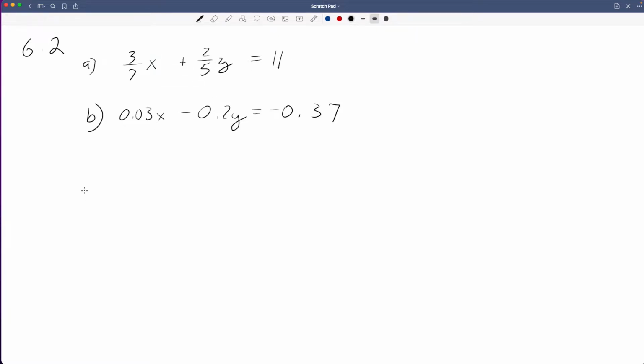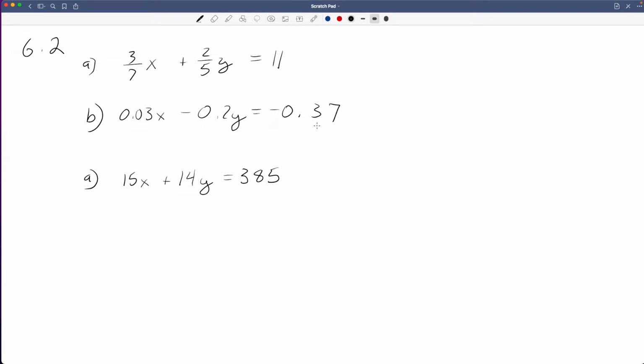So let's attack A first. I have 7 and 5. That's going to be 35, right? So that's going to be 15x plus 14y equals 385. I believe that's correct. Yes. So that's A.